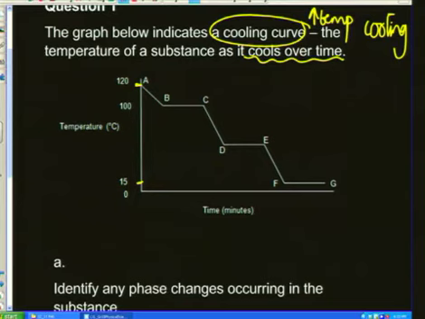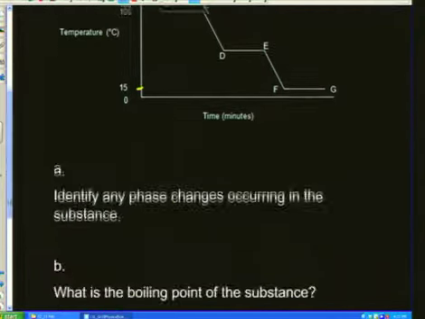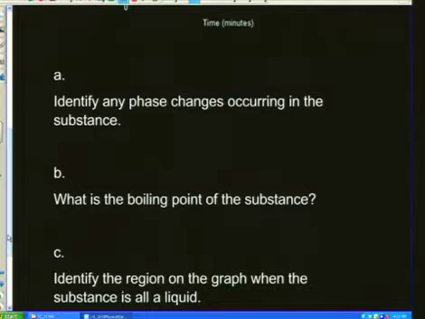So here, definitely there's a phase change occurring as all of that substance changes phase, and so the temperature is remaining constant. Now I'm going to take that line away so we can hopefully answer some questions. Identify any phase changes occurring in the substance. So that's what they're going to be asking us to do.